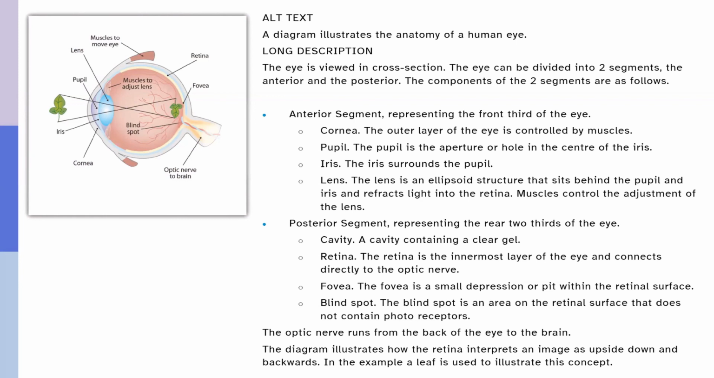So you can imagine trying to describe the complex structure of the eye or the respiratory tract in an alt text. It's really going to be quite basic. You can't provide the detail that's necessary, but with a long description you can.